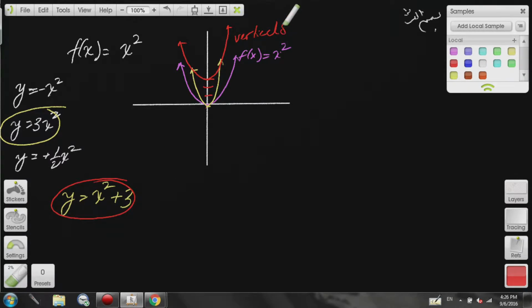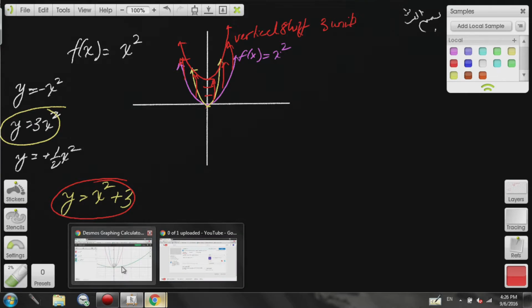Vertical shift 3 units. It's moving up by 3 units. The whole graph is moving up by 3 units like this. You follow? So let's do it over here.